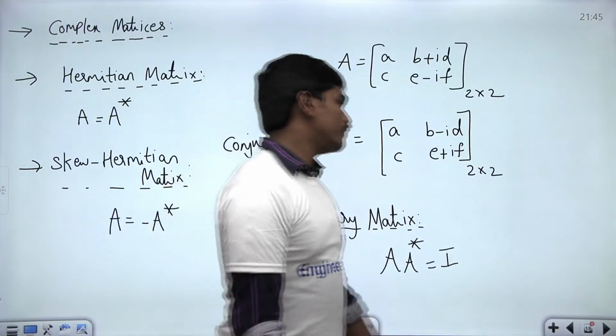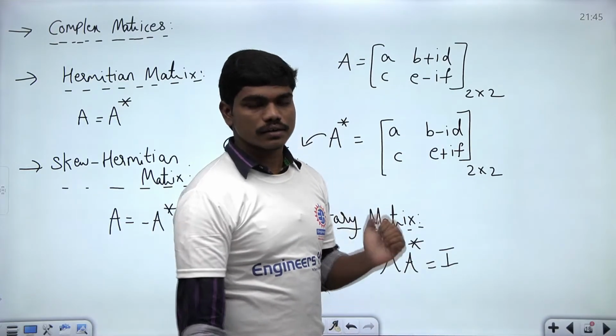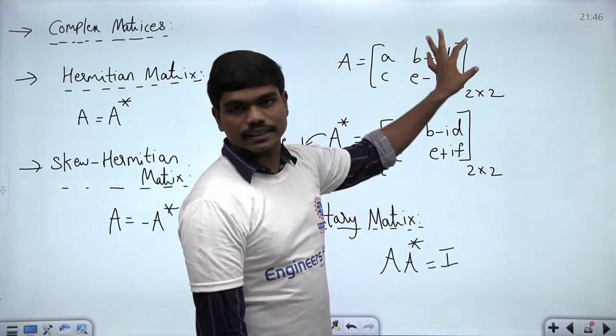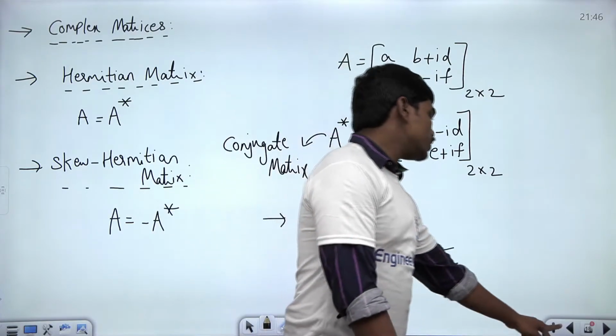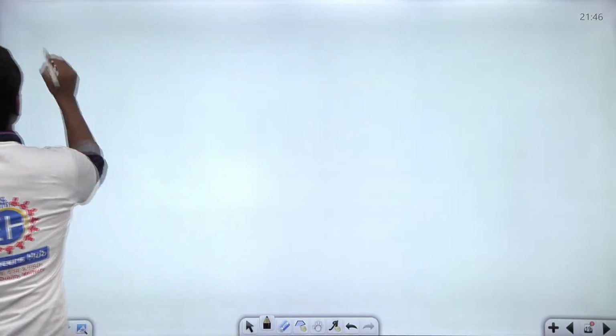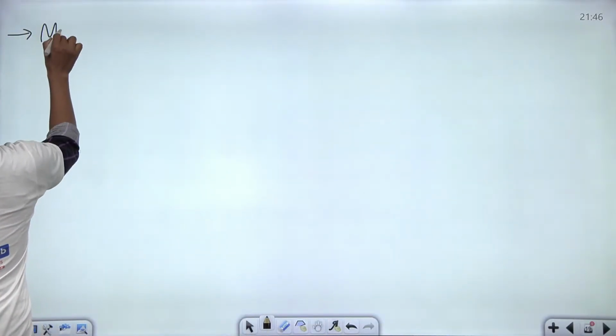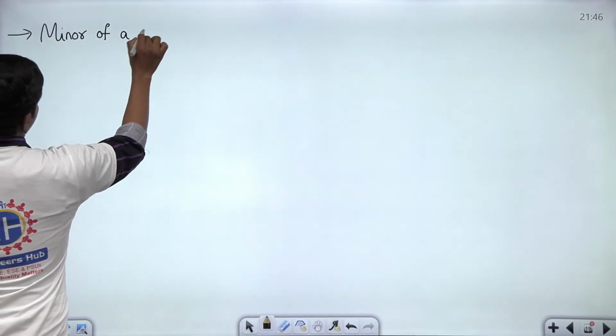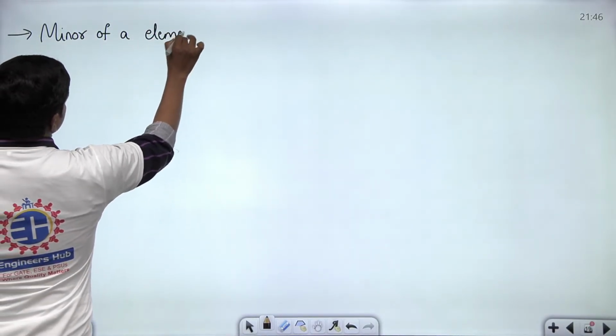There is nothing much importance for that right now, but I just want you to know that sometimes the elements in a matrix can also be complex numbers. Okay, so now let's go for some important parts. Let us calculate what is the minor of a matrix, the minor of an element in a matrix.